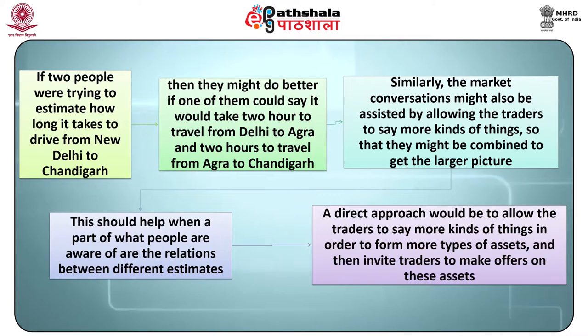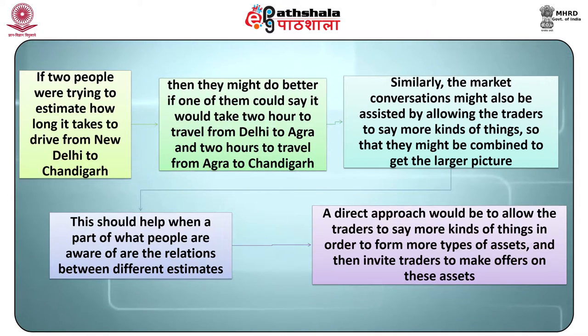Ordinary conversations regarding any one estimate are often assisted by discussions of related estimates. If two people were trying to estimate how long it takes to drive from New Delhi to Chandigarh, then they might do better if one of them could say it would take 2 hours to travel from Delhi to Agra and 2 hours to travel from Agra to Chandigarh. Similarly, market conversations might also be assisted by allowing the traders to say more kinds of things so that they might be combined to get the larger picture. This should help when part of what people are aware of are the relations between different estimates.